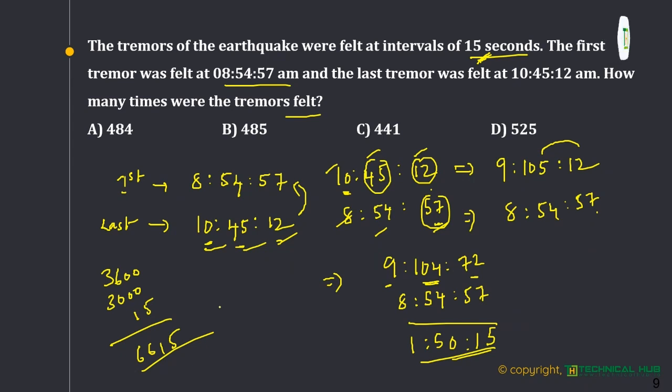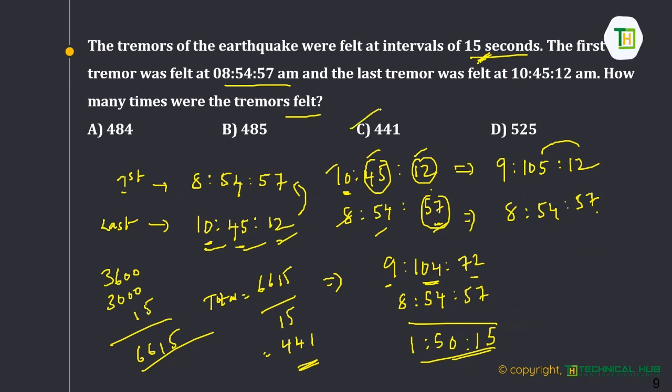Now tremors are felt at the interval of 15 seconds. So how many tremors are felt? 6615 by 15. 15 4s are 60, again 15 4s are 60, and 15 1s are 15. So the answer for this question is option C.